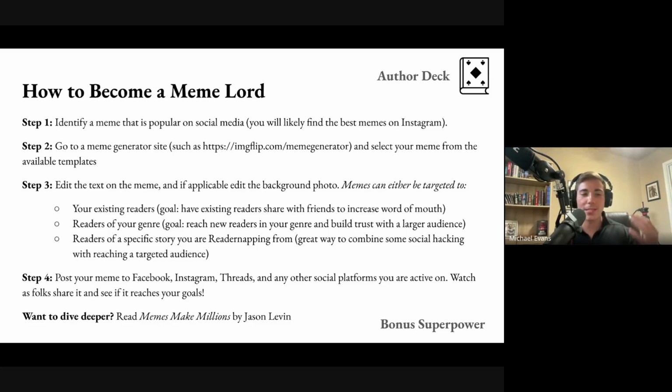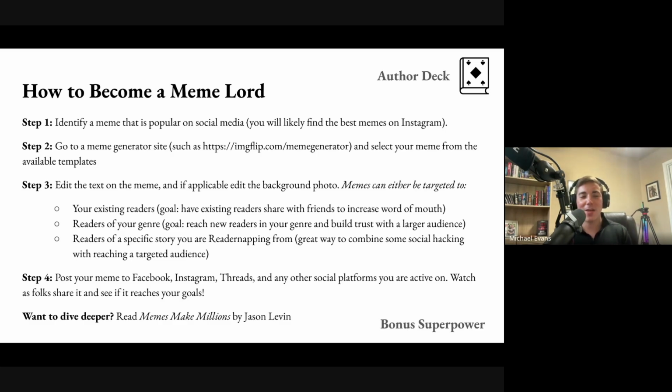And then, of course, step 4 is to post your meme to Facebook, Instagram, Threads. But what's great about a meme is that the meme is almost the entire post, right? You can caption your meme, of course, but your captions don't have to be 4-paragraph-long captions, right? The meme does the talking.